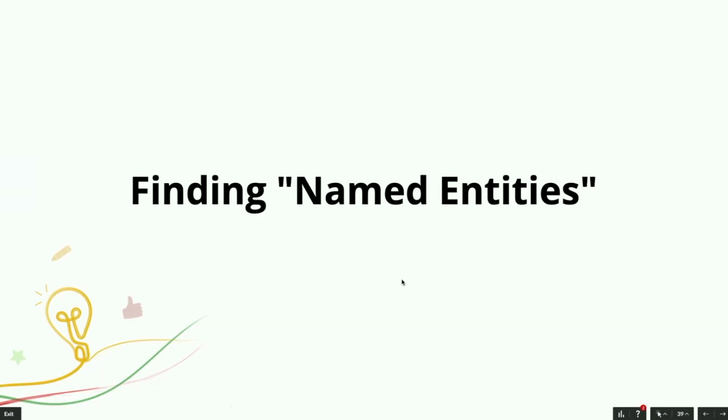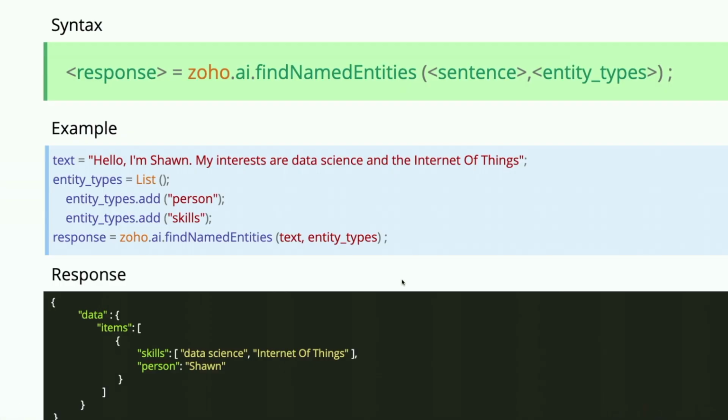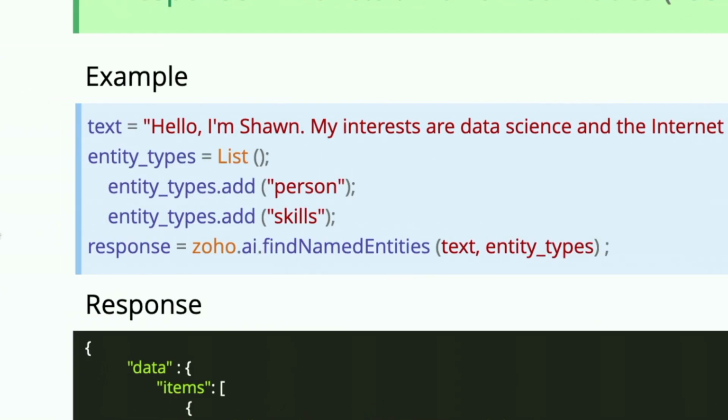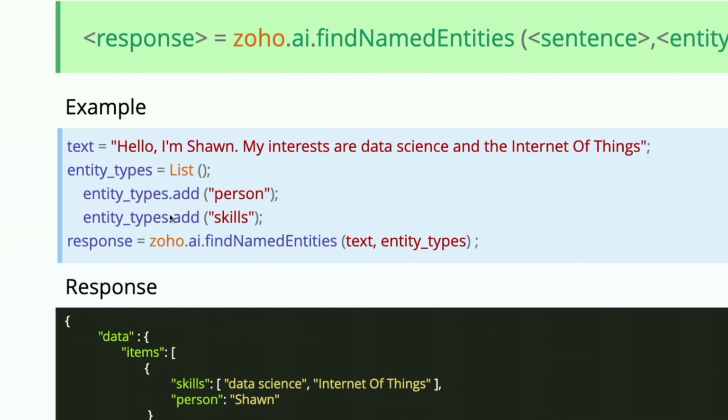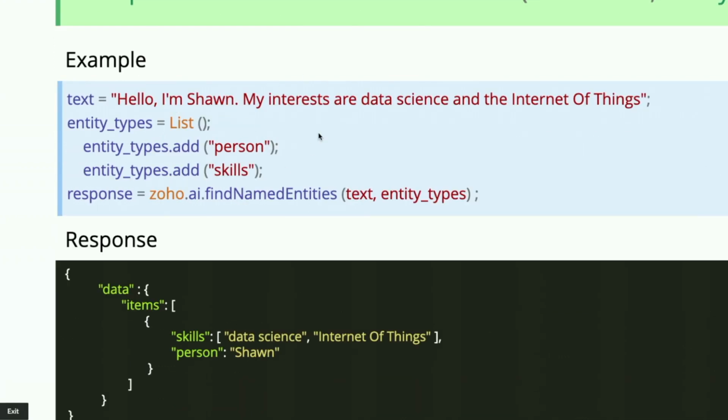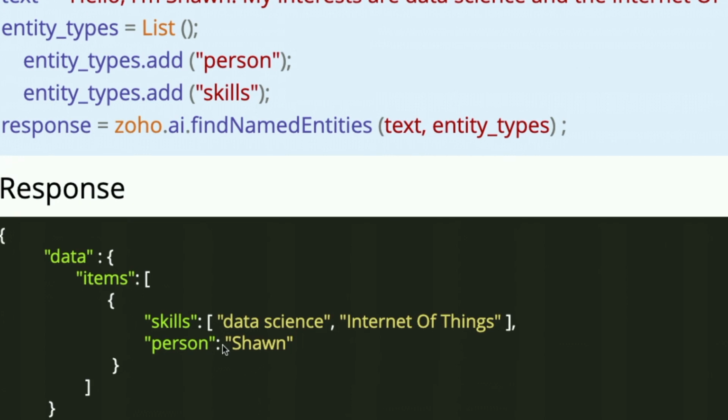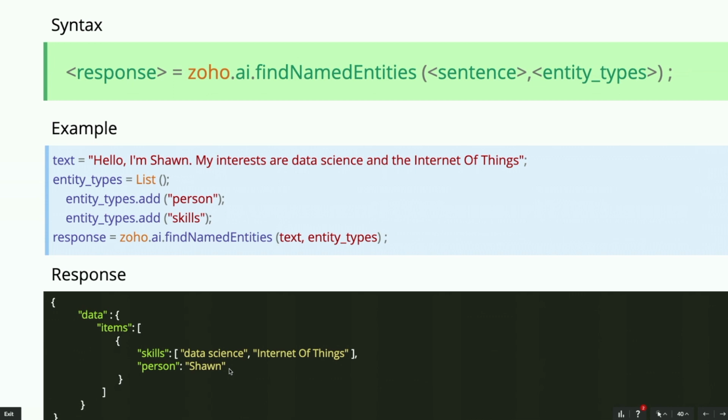So what are some of these other ones? Finding named entities. This is kind of cool. We can extract certain types of nouns from a big block of text. For instance, with the sentence, "Hello, I'm Sean. My interests are data science and the Internet of Things." If we wanted to extract any person or any skills from that sentence, then we could write a Deluge script which looks like this, and it would then list out skills, data science, comma, Internet of Things, person, Sean.